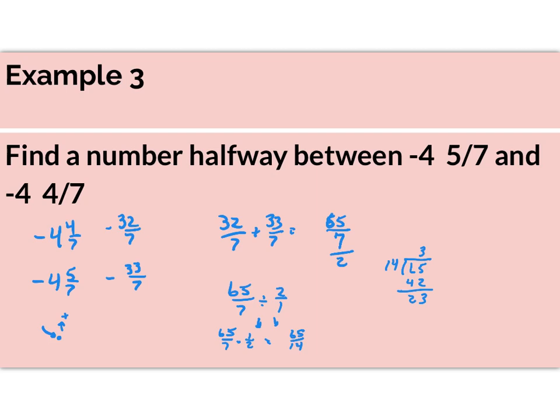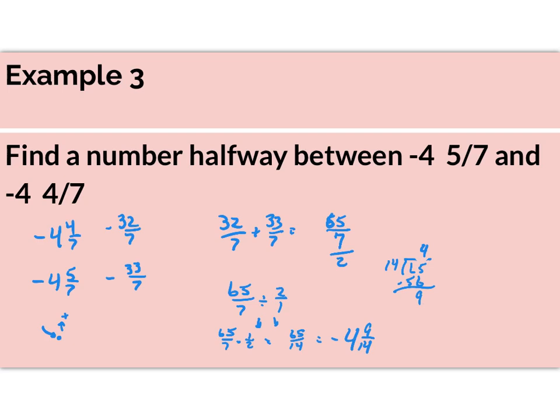I made a mistake, so maybe 3 did work. I subtract right. That's 42. Now 42 is 56. I was thinking 56. 4 times 14 is 56. I counted wrong. And that's 9. Okay, so what's halfway between negative 5 sevenths and negative 4 sevenths is negative 4 and 9 14ths.